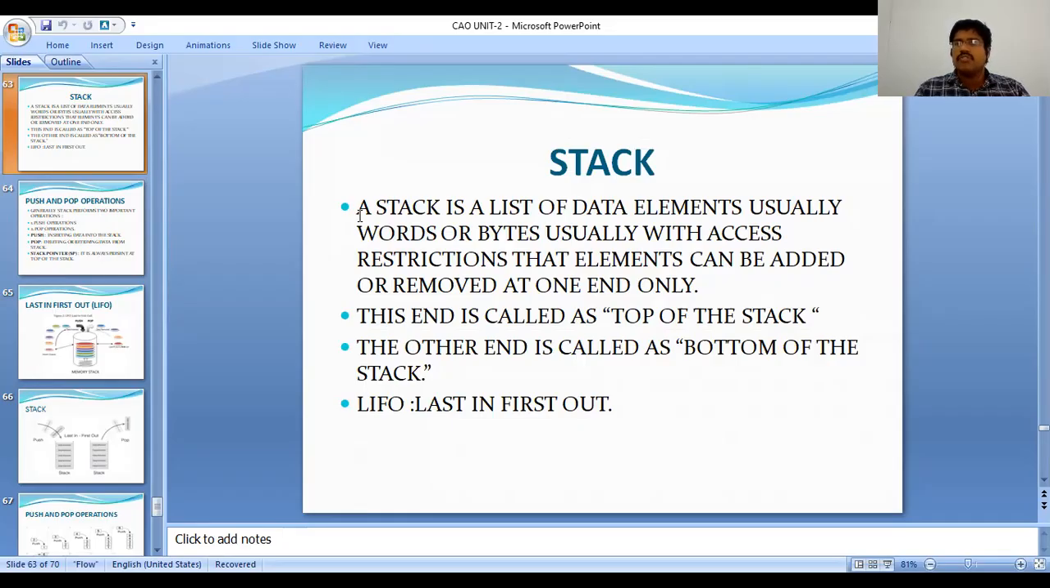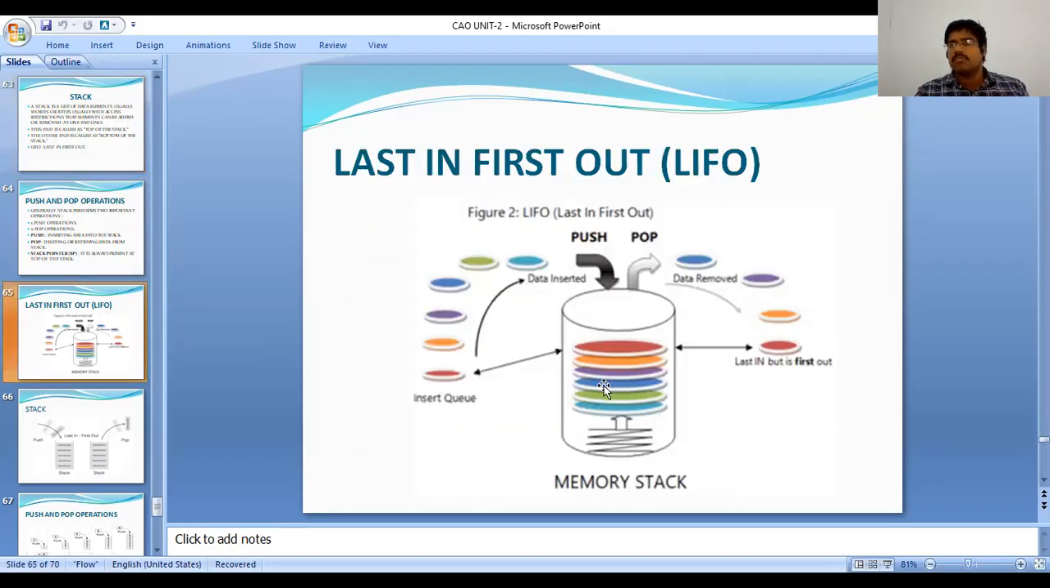If you want to either insert the data or delete the data from the stack, you can do it only from the open end, that is called the top end. That is nothing but the top of the stack. You can easily see this in this particular diagram. The open end is called the top of the stack, and the other end which is closed is called the bottom of the stack.